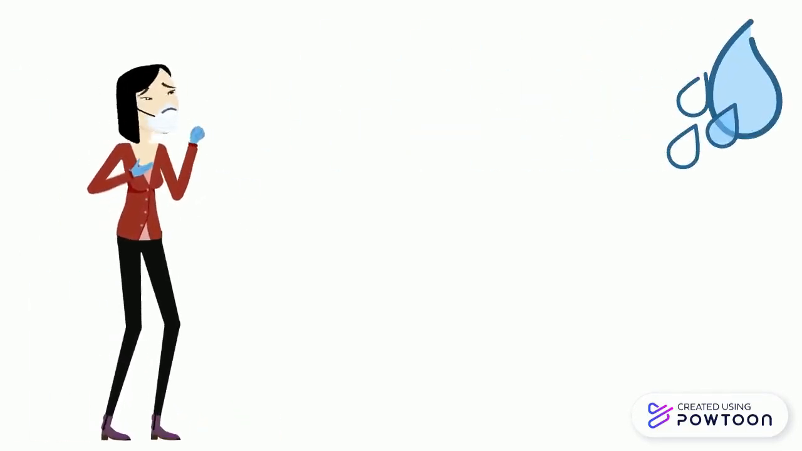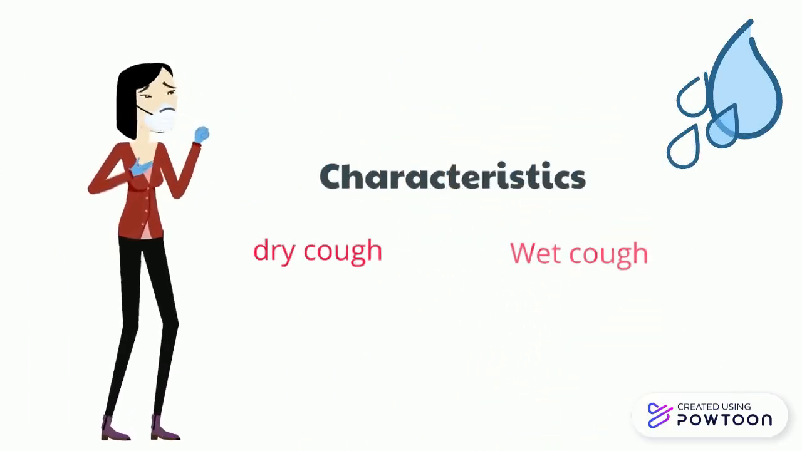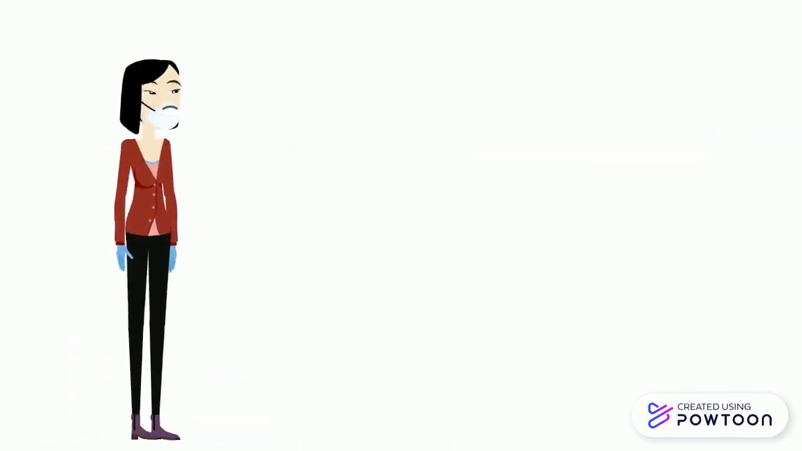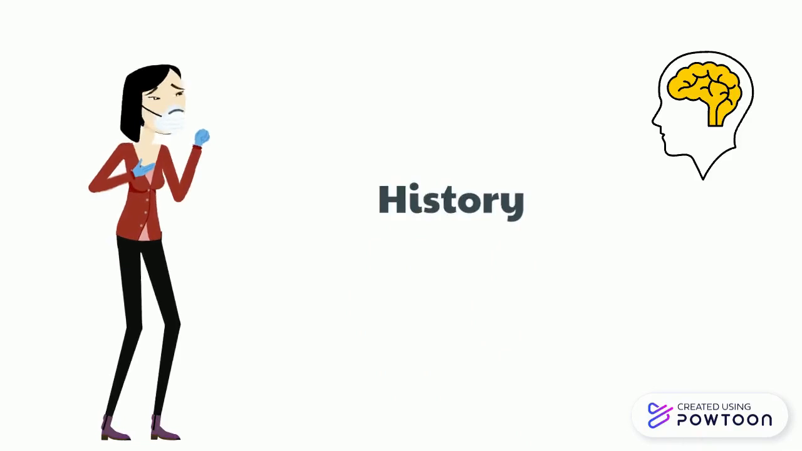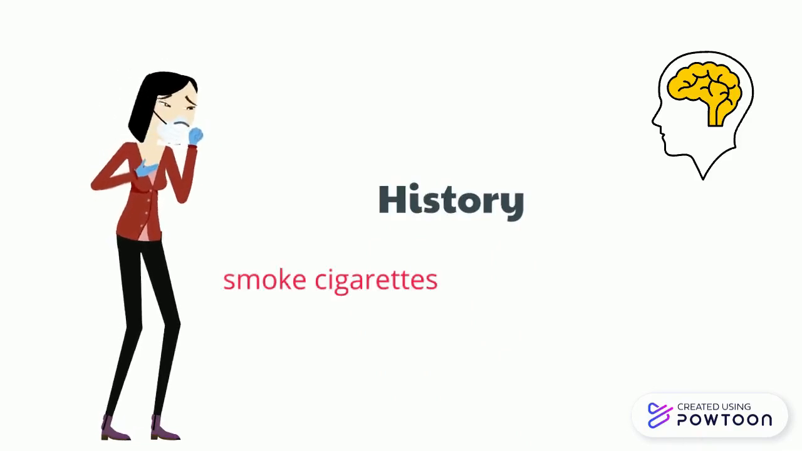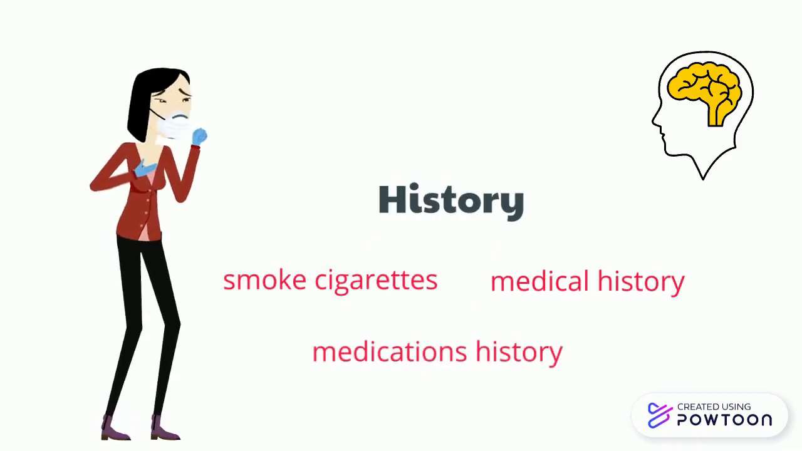Here we will ask him about the characteristic of the cough, if it's a dry cough or a wet cough. One of the most important things is the history of the patient. We have to ask him if he smokes cigarettes, what his medical history is, and what the medication history is. For example, ask him if he has recently started taking any new medications.